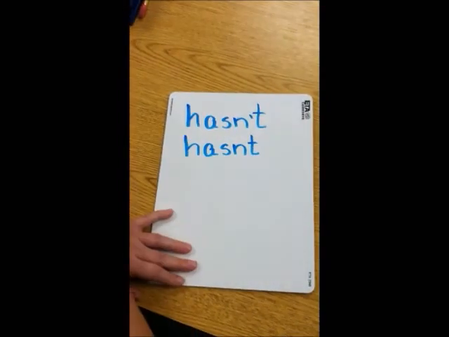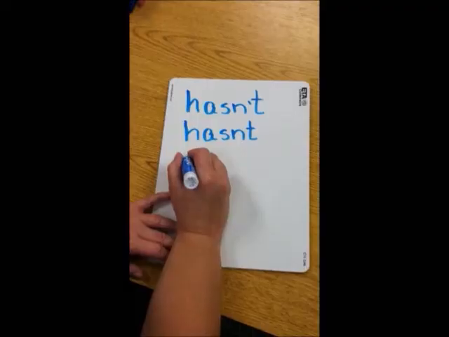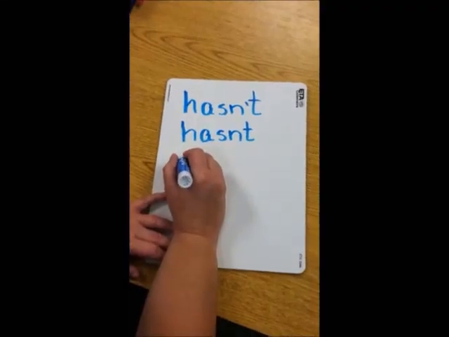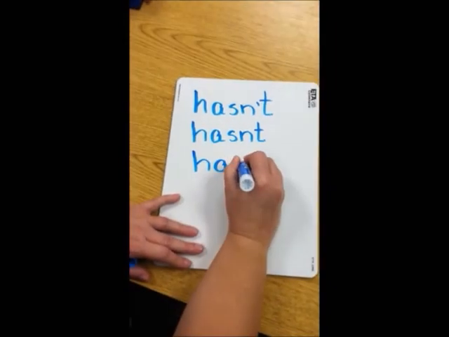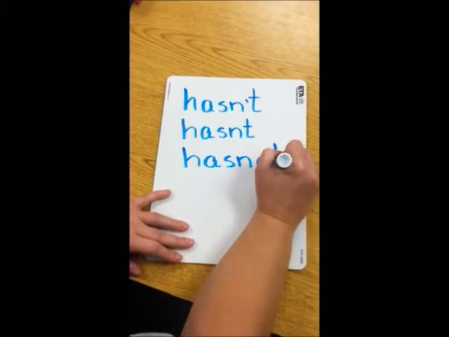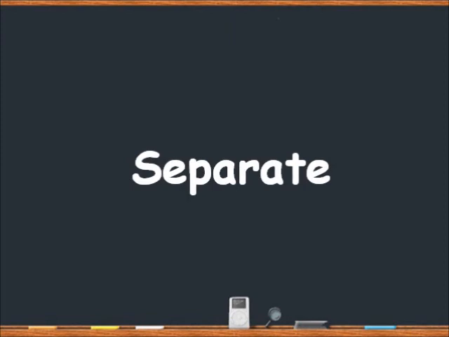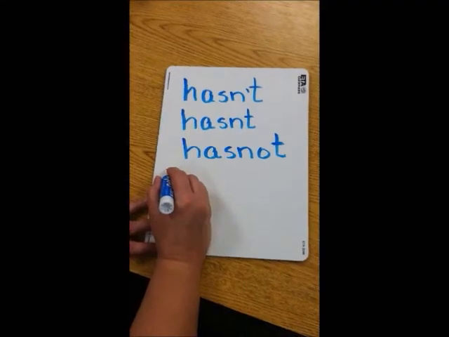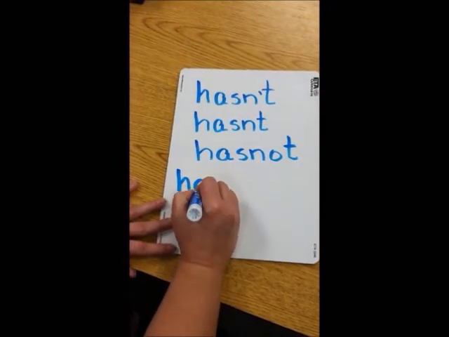Next, we are going to identify what letter is missing and where it belongs. In this case, the letter is missing in between the N and the T, because that is where the apostrophe was. And it is the letter O that is missing. So we will write the word has not. Next, we will separate the word into 2 separate words. So we will write has not separately. So has first, space, not.